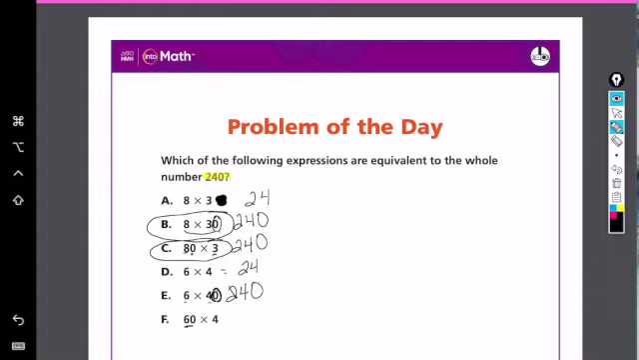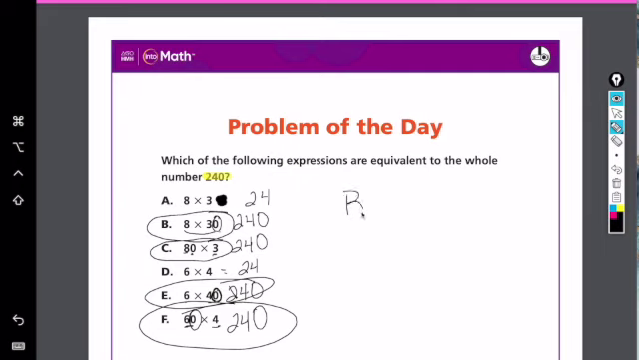How about 60 times 40? Or sorry, 60 times 4. 6 times 4 is 24. Then once again, we're adding that 0 on. So these two right here are also equal to 240. If you guessed that B, C, E, and F are all equivalent to 240, you would be correct. Good job.